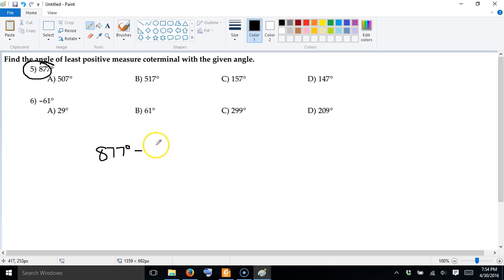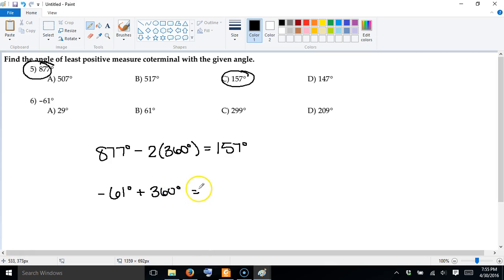So here we are going to subtract 360 degrees twice. That will give us 157 degrees, and you're done. That is an answer. The same thing goes with negative 61 degrees, but in this case, instead of subtracting, we're going to add 360 degrees. That gives us 299 degrees, which is this answer here. And that's it for these two.